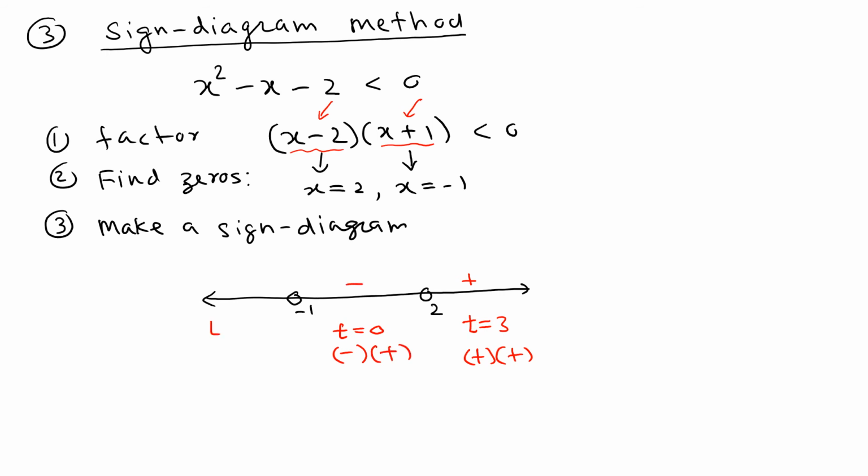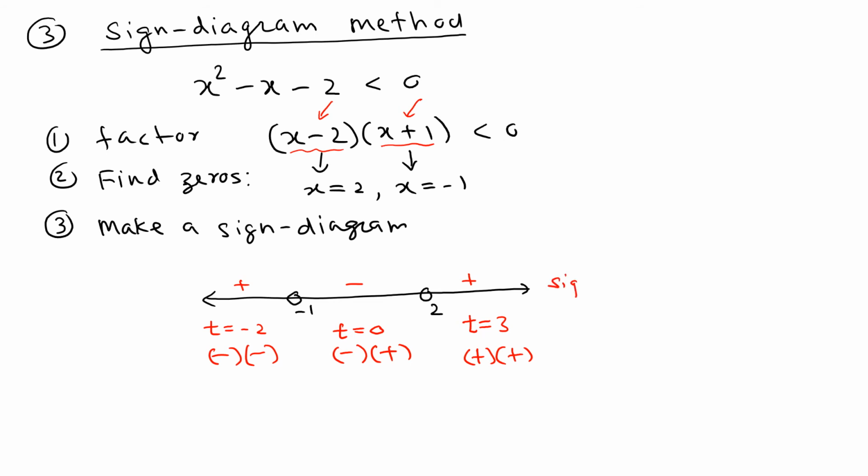And then for the last one, you can plug in t equals -2. That's a good value. I mean, you can plug in -3, -5, -10, anything, but -2 would be a good one. If you plug in -2 in the first factor, you're going to get -2 minus 2, which is -4, which is negative. And if you plug in -2 in the second one, you get -2 plus 1, which is -1, which is also negative. So negative times negative means positive. So that's the sign diagram.